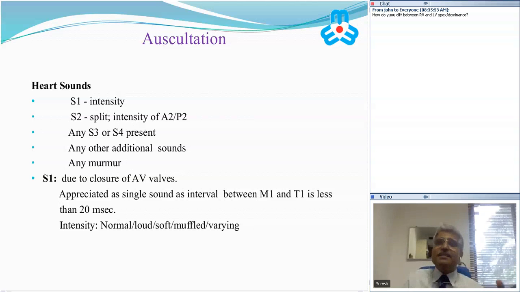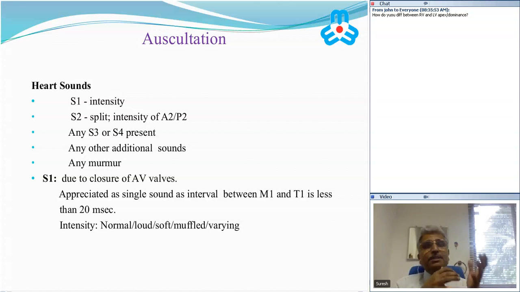Is it split? Is it single? And once you say that it is split, you need to say whether the A2 or the P2 is louder. If there is any S3 or S4, you need to describe that. And any other additional sounds also you need to describe. And any murmur you need to describe. So auscultatory findings are best described as heart sounds followed by murmurs, and when you get your finding, you of course say where it is best heard. So let us look at these heart sounds in some detail.